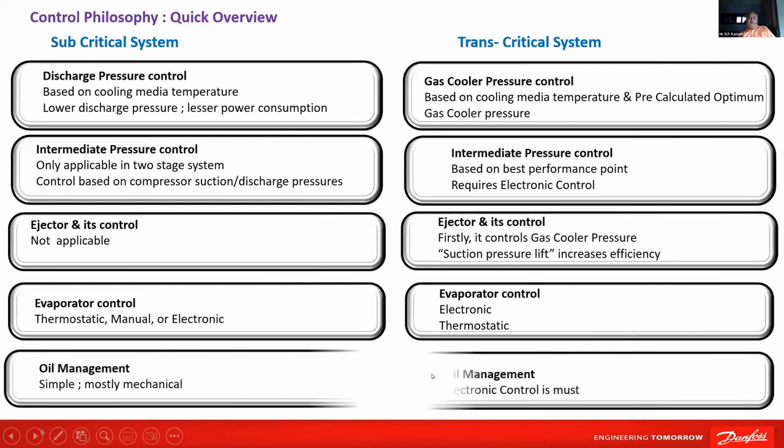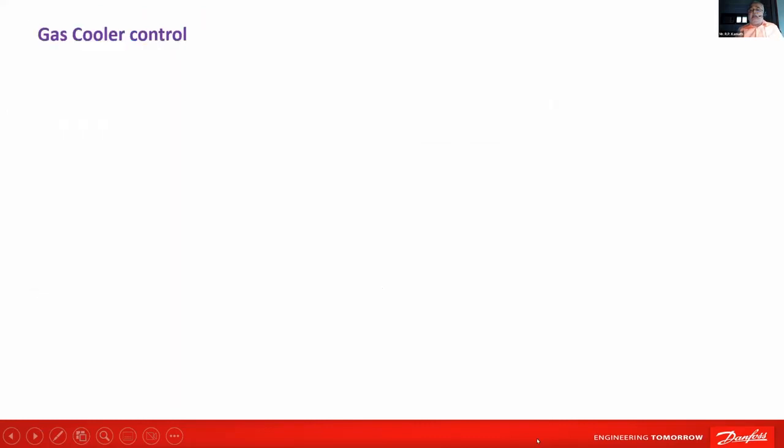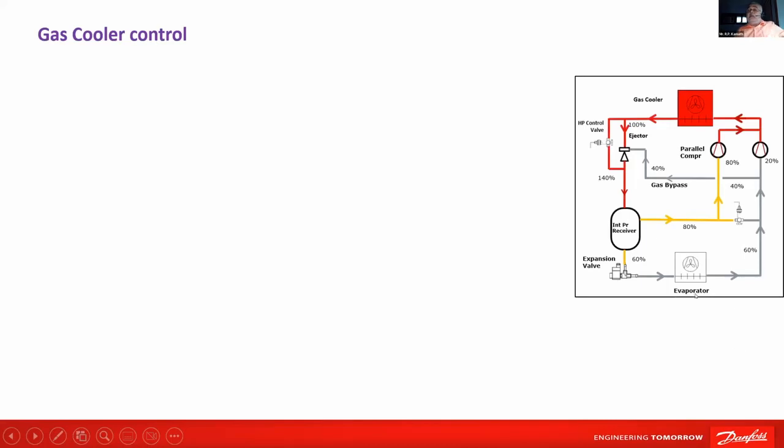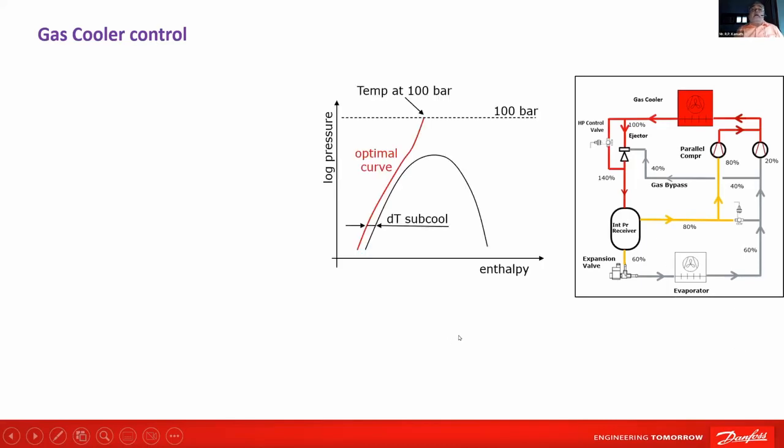Oil management for subcriticals is simple. For transcritical, it is not so simple. Electronic control is a must, and it is complicated. Now let's look at the gas cooler control. Gas cooler pressure control, I mean to say.